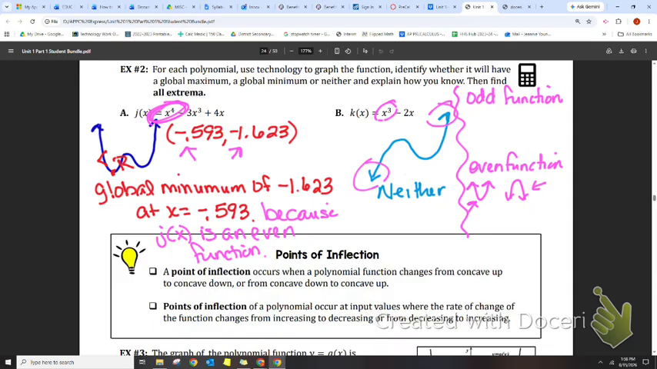Now for B, remember justification, anytime it's an odd function, it's not going to have either. It's not going to have a global maximum or a global minimum. So it's neither, because k of x is an odd function.